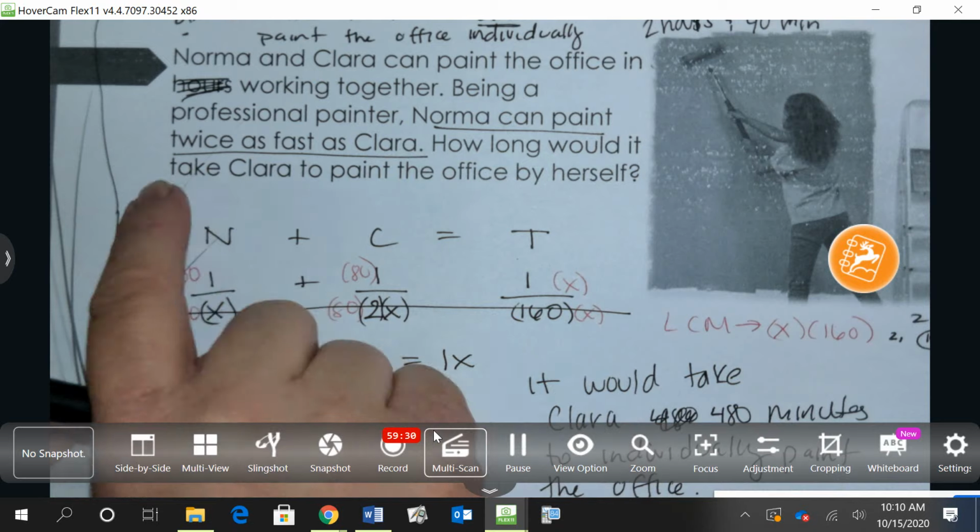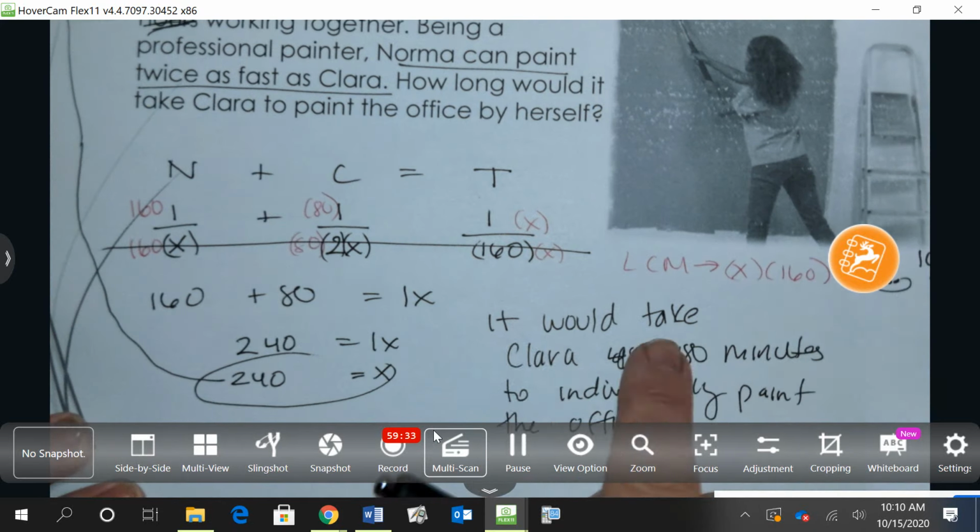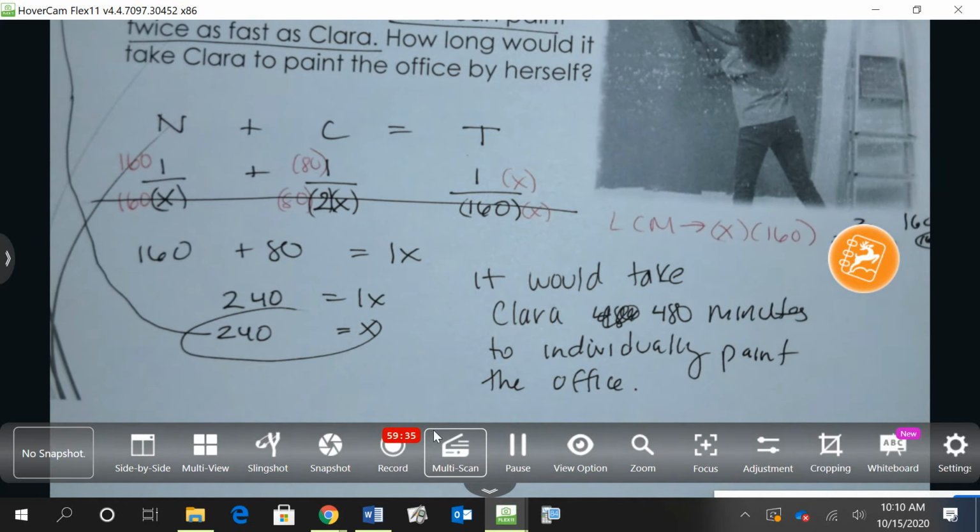That made sense. How long would it take Clara to paint by herself? It would take Clara 280 minutes to paint by herself.